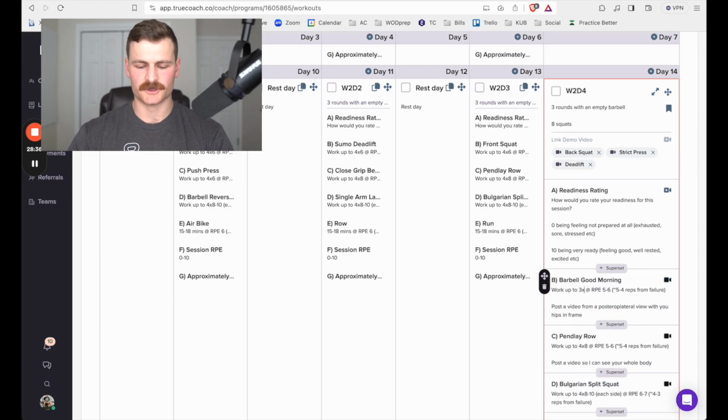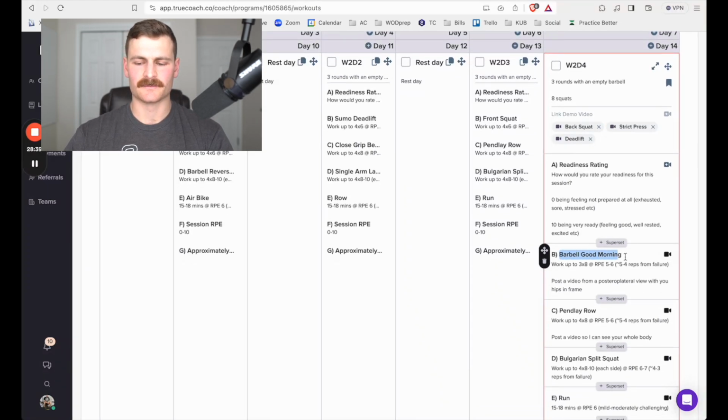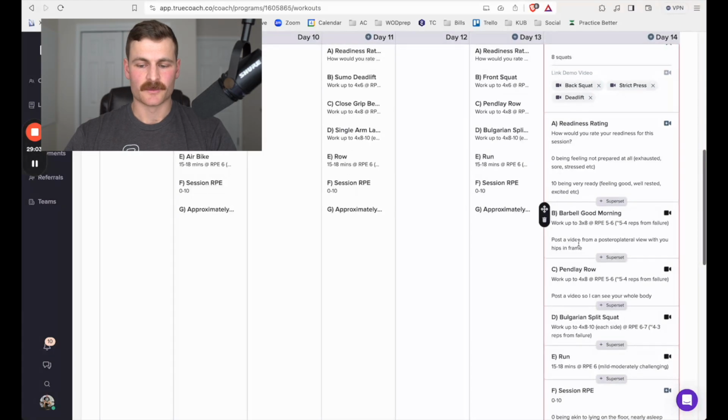Because this is the first exposure, I'll probably take the intensity back down. And because this is a movement that I'm assuming he's not going to be able to load really heavy with, I'm probably going to keep the volume higher, because as we get into 5s, 4s, 3s, the weight's going to go up naturally. All right, so we have our barbell good morning.